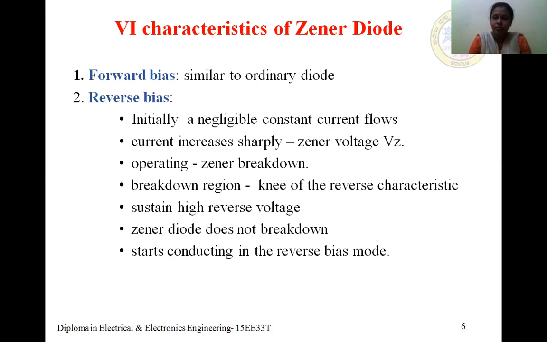When compared to a diode, a diode does not conduct in the reverse biased condition. If we increase the current there, the diode gets damaged in reverse bias. Whereas in a Zener diode, if we increase the current, the diode operates safely in the reverse biased condition. So this is about the VI characteristics of the Zener diode.